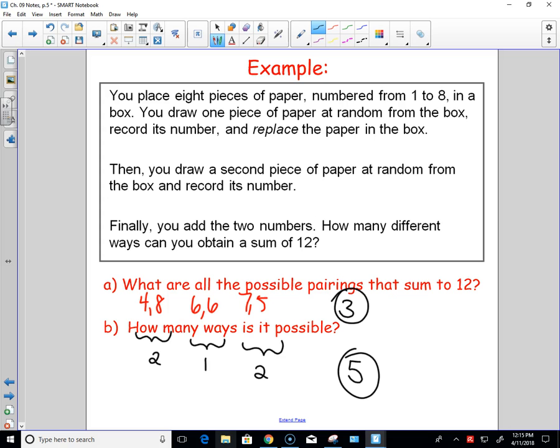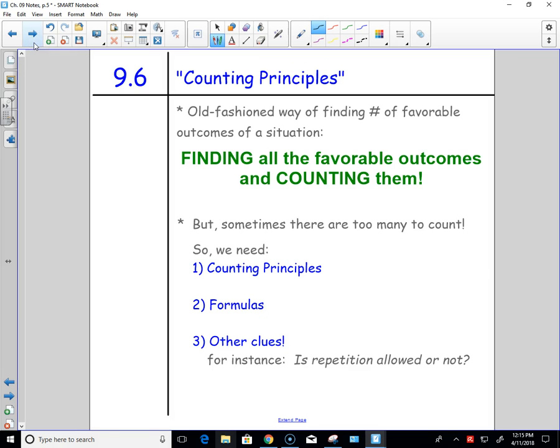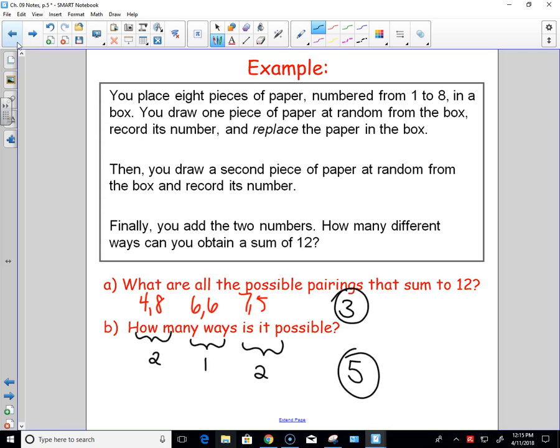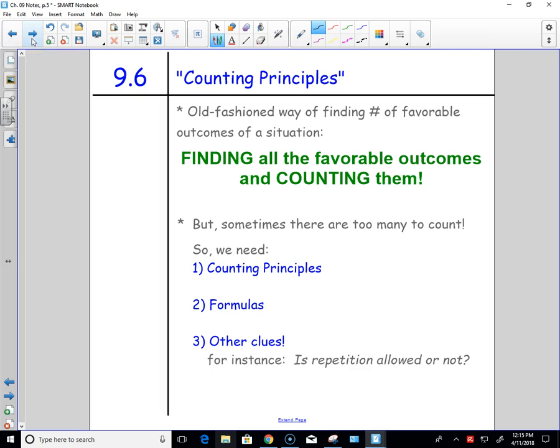Well, how many ways to get 1? How many ways to get 3? Can you get 1? No. How many ways to get 3? How many ways to get 5? Oh, that'd be rough, right? So here's the idea of section 9.6. Section 9.6 says, yeah, we better talk about not just how to look at a problem and figure out all the ways and count them up ourselves, but how to maybe have some principles, formulas, or other clues to help us, because these numbers are going to get big.